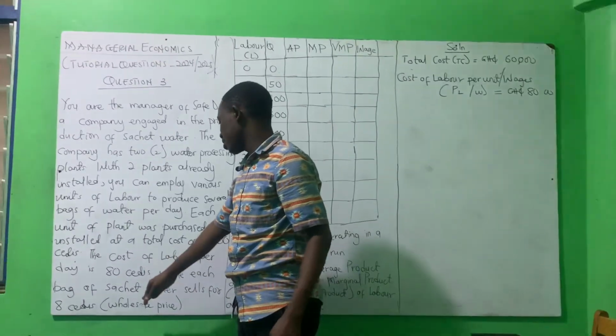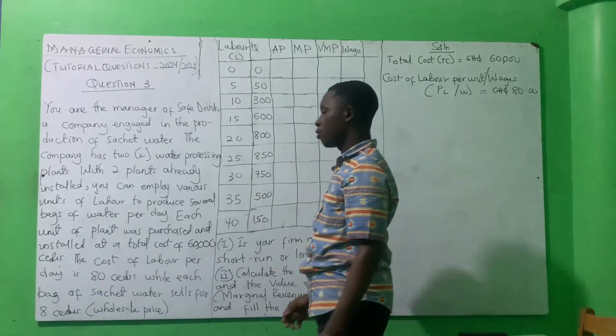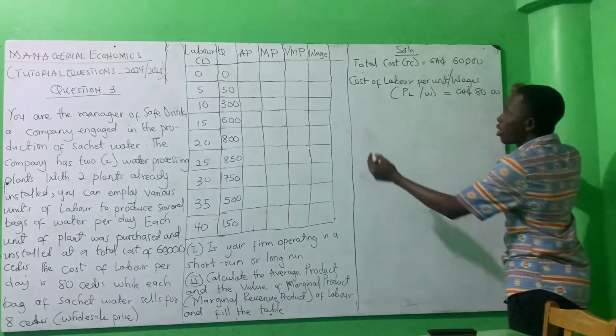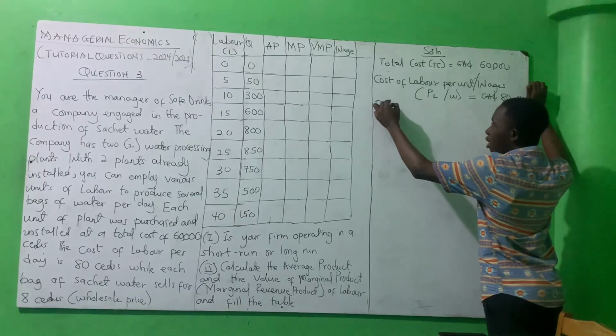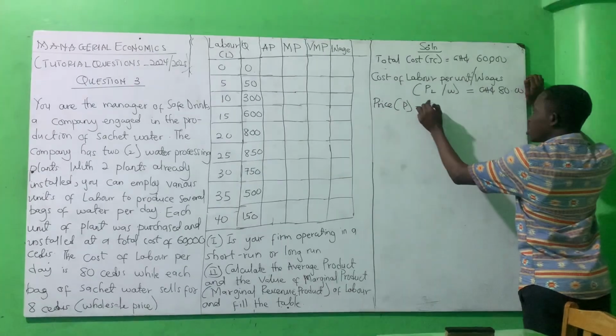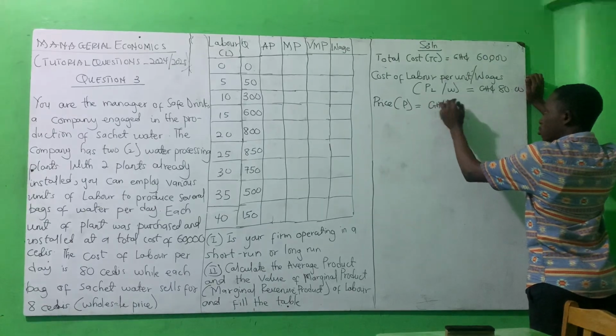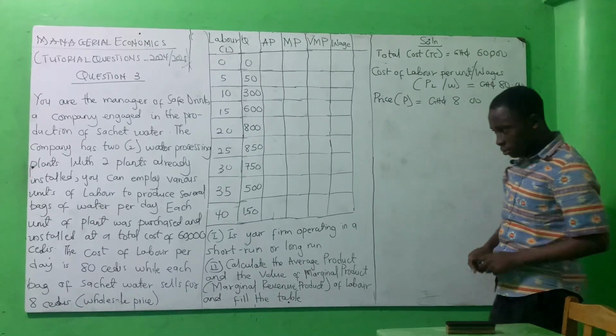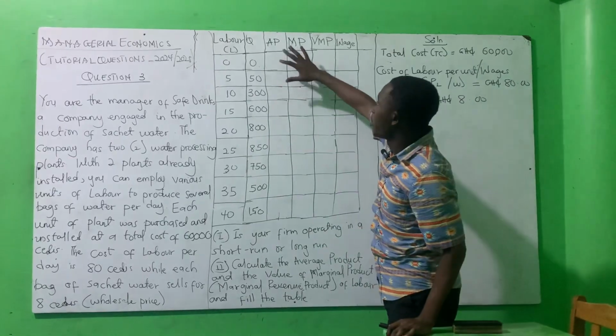While each bag of sachet water sells for 8 cedis, we are selling it for 8, so that becomes our selling price, or what we call the price. So we've been given price in the question as well as 8 cedis. Okay. So we've been provided with a table.